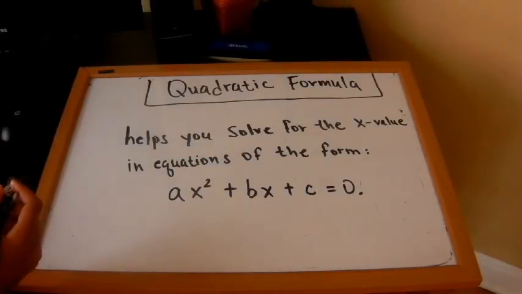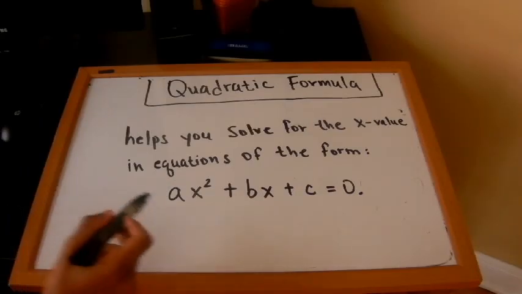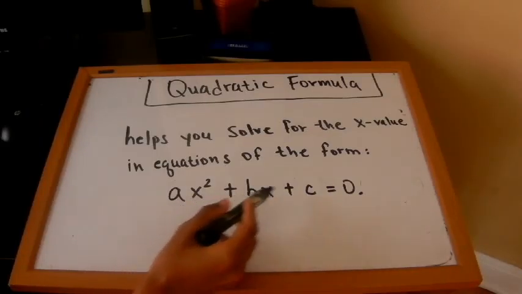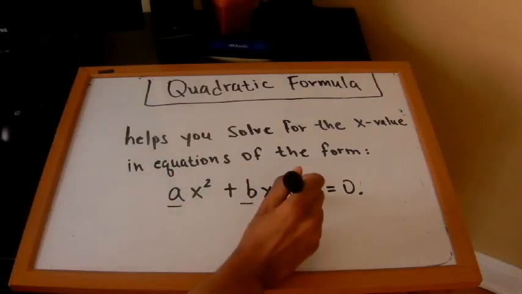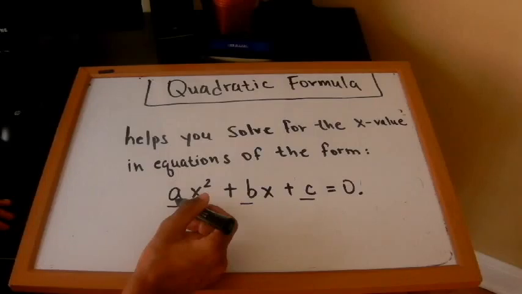Hey guys, so today I'm going to show you how to use the quadratic formula. It's basically a formula that you can use to solve for the x value in equations in the form ax squared plus bx plus c equals 0, and a, b, and c are simply numbers. They're constants like 1, 2, 3, etc.